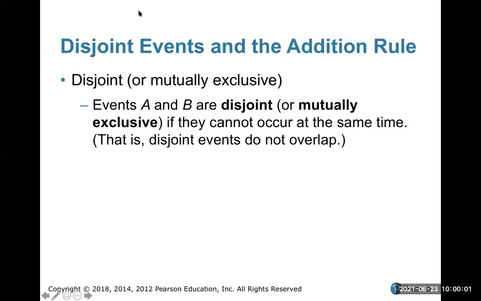Now talking about disjoint events. Please write these definitions because you may get confused with vocabulary at the end. As I give you time, please copy them in your notes. Disjoint events, or mutually exclusive: events A and B are disjoint or mutually exclusive if they cannot occur at the same time.